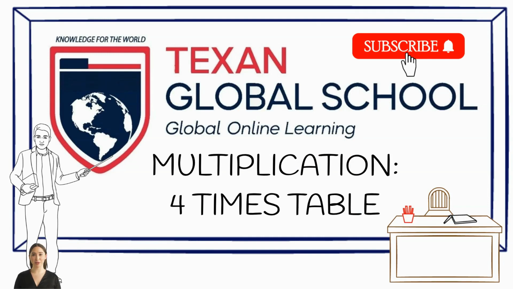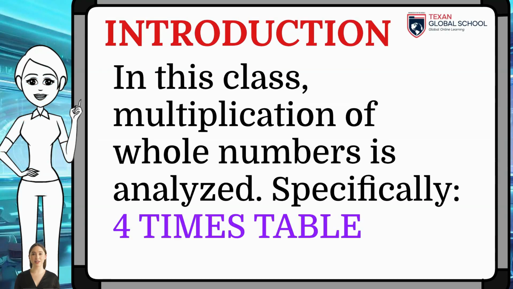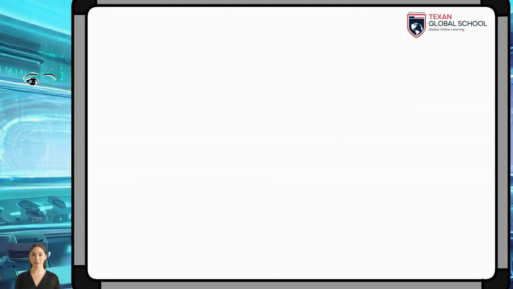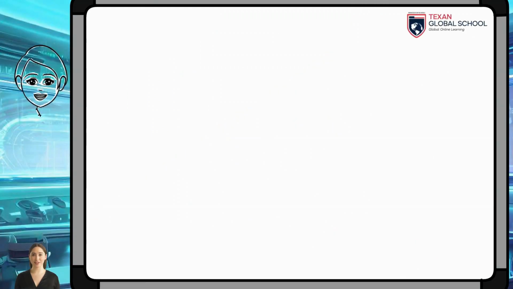In this class, the multiplication of whole numbers is analyzed, specifically multiplying by 4. Remember that multiplication is repeated addition. This means that multiplying implies adding one of them the number of times of the other. Any number multiplied by 4 results in the same number quadrupled. Let's see a first example.